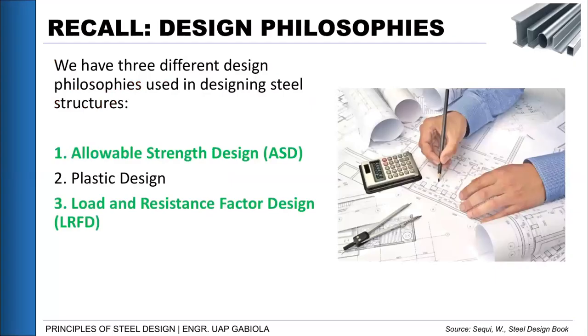Also, we mentioned that in steel design, we are using three approaches or three design philosophies, and two of these will be used throughout this course: the allowable strength design and the load and resistance factor design. And then for plastic design, we will maybe tackle that on the later part if time permits us to. Okay, but again, the focus for now will be ASD and LRFD.